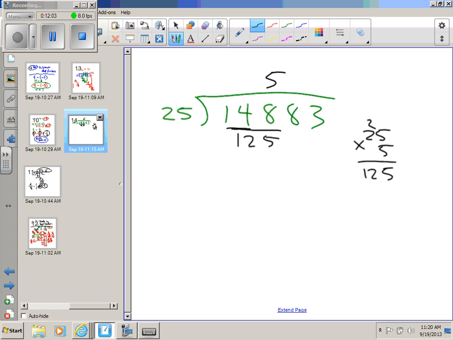Now it's 125, 3, 2. This number here, this 23, that one should always be smaller than what you're dividing by. If it's not, what does that tell you? That you could have gotten it in at least one more time. So 238. What did we say? What's 25 times 10? 250. 238 is close to that? So let's try the 9. And I get 225.